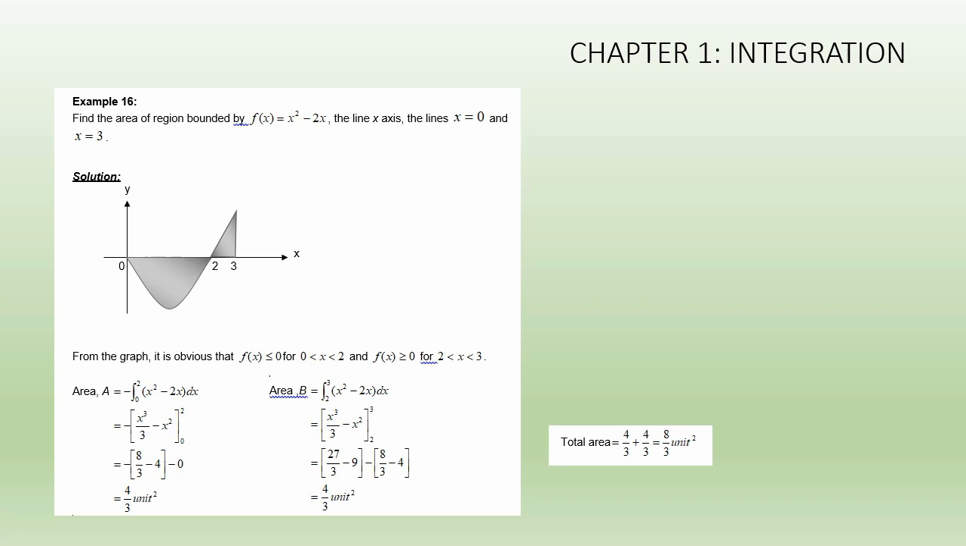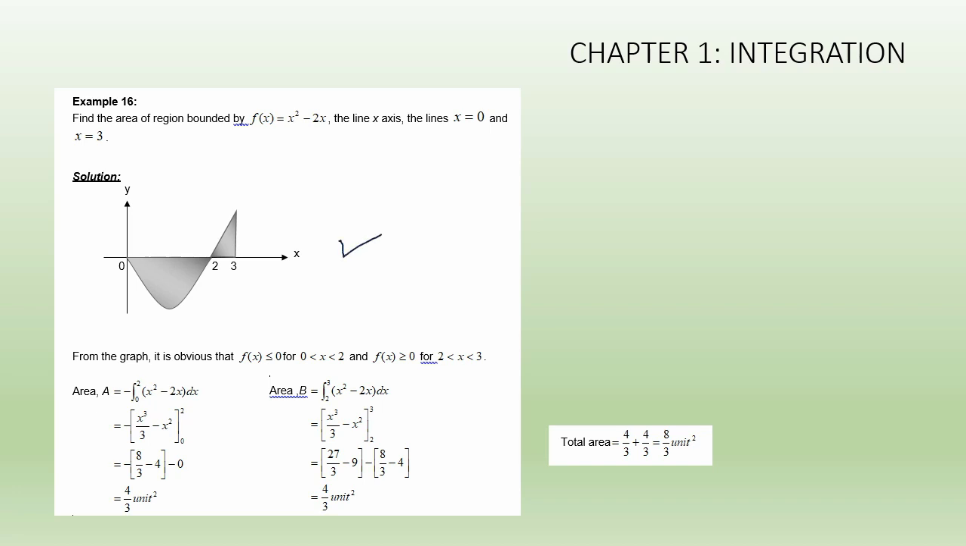Now look at example 16. Find the area of the region bounded by f(x) equals x squared minus 2x, the x-axis, the line x equals 0 and x equals 3. Okay, now look at the solution. In order to solve the example, I highly recommend that we roughly sketch the graph. So this is the graph that we have sketched.